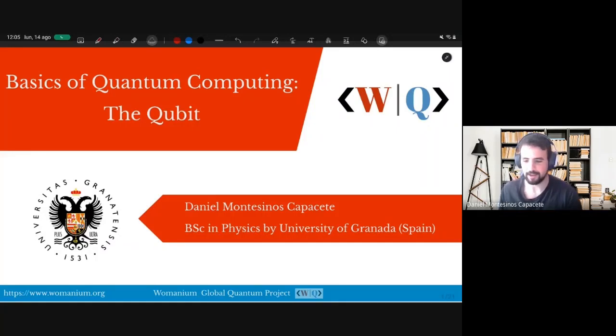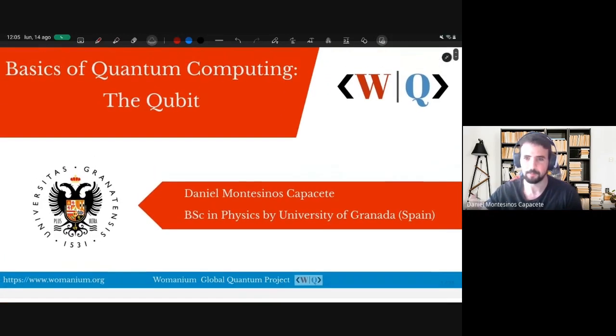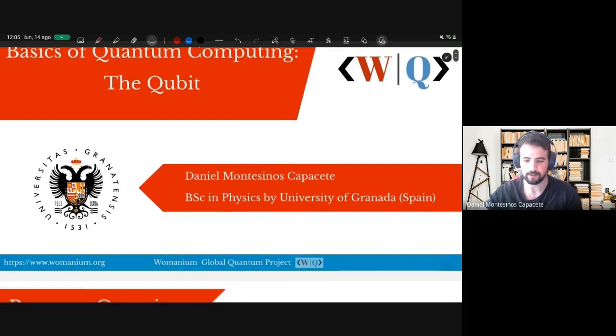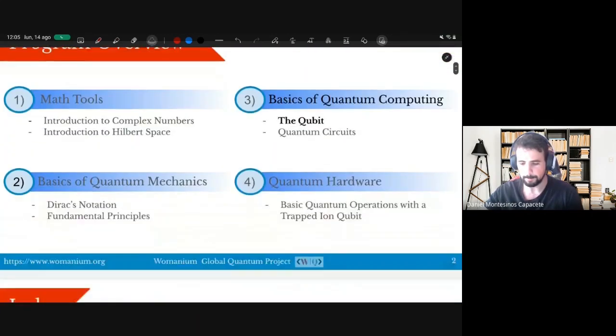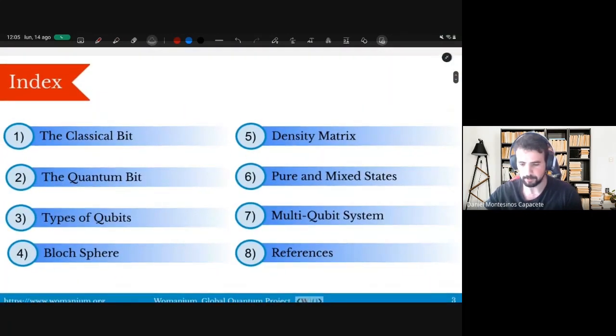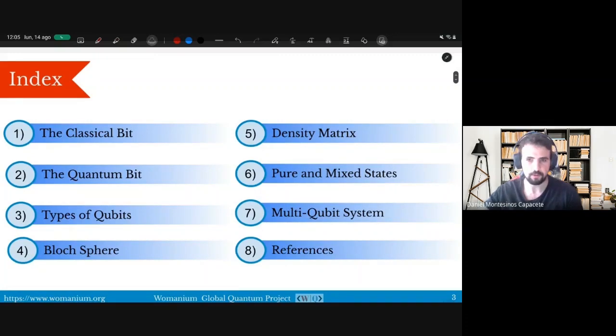Hey everyone. Again, today we are going to start with the quantum computing part of this introductory course. So we are basically going to speak about the qubit. And these are the things that we are going to be talking about today.